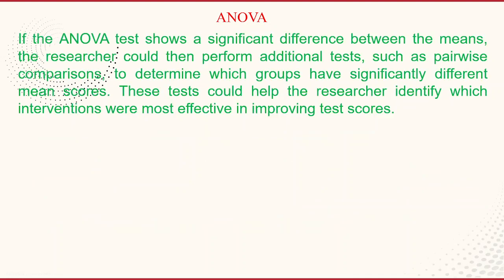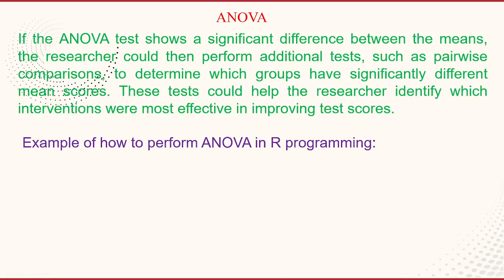If the ANOVA test shows a significant difference between the means, the researcher could then perform additional tests such as pairwise comparisons to determine which groups have significantly different mean scores. These tests could help the researcher identify which interventions were most effective in improving test scores.